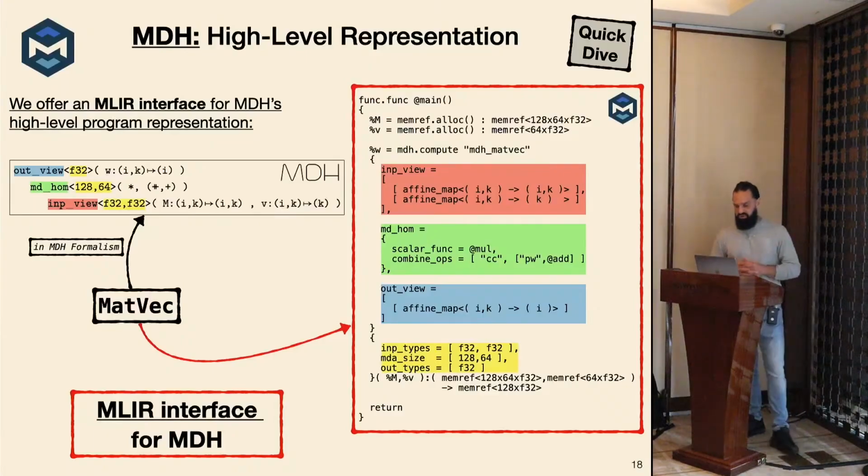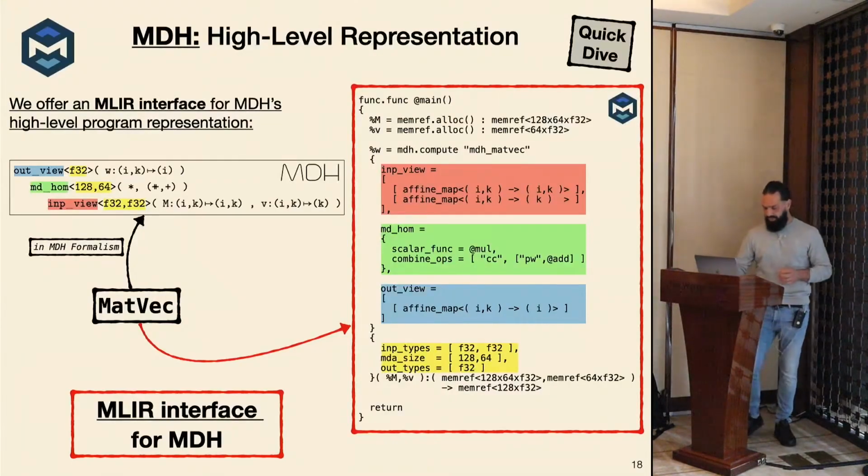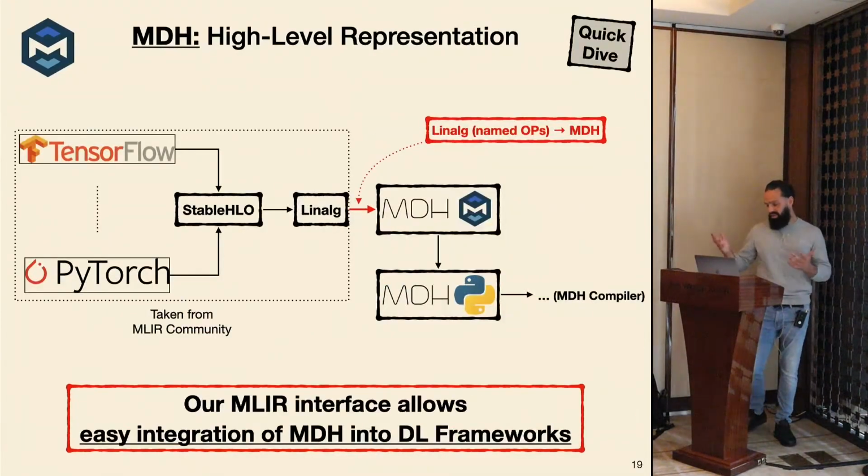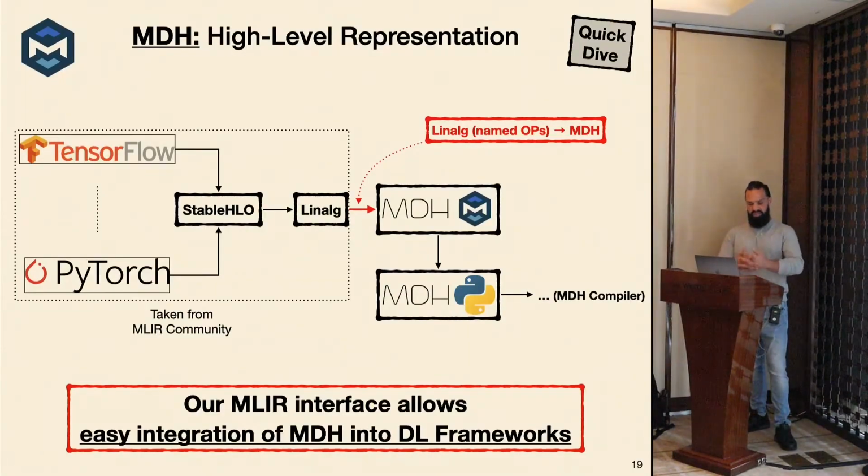Here, for example, we can again see these three higher-order functions: in view, MDHOM, out view. Index functions are, for example, expressed as affine maps, which are building blocks of MLIR. We have the type parameters and so on. Our MLIR interface has a particular advantage: it allows easy integration of MDH into deep learning frameworks.